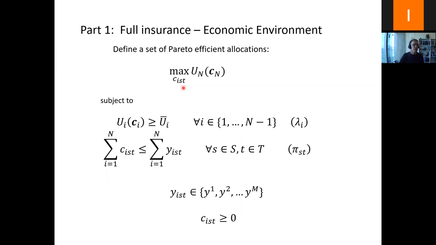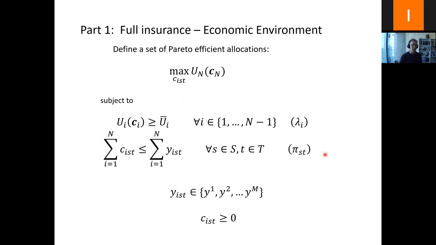A Pareto-efficient allocation is one that maximizes the utility of one person. Here we've just arbitrarily taken person N, subject to the utility of everybody else having to be at least as high as some given level for that individual. And the total amount of consumption in any state and any time has to be less than or equal to the total income that's available in that state and that time. And nobody's consumption can be negative.